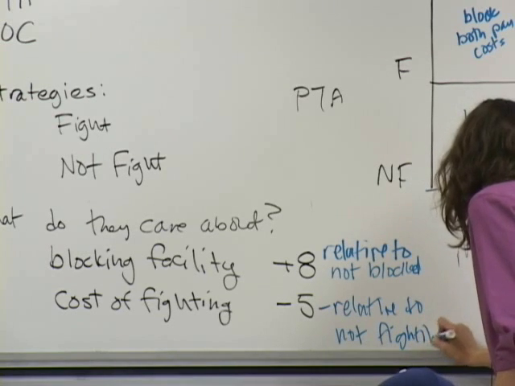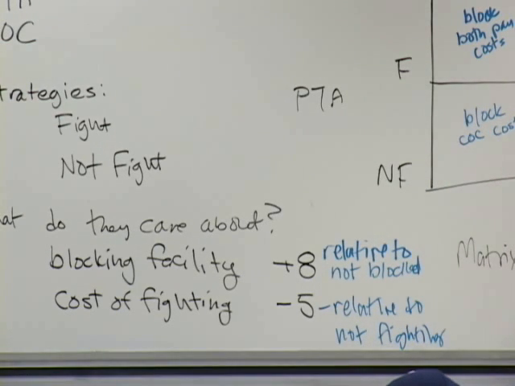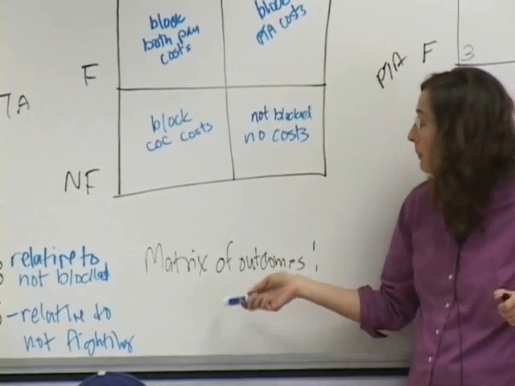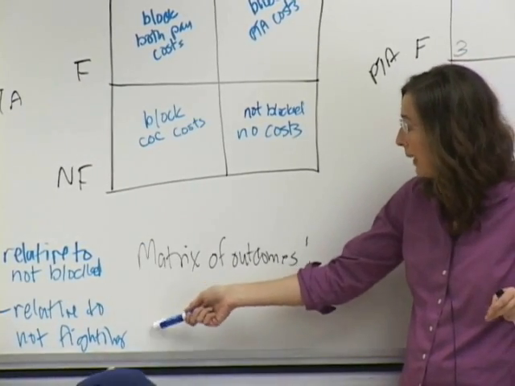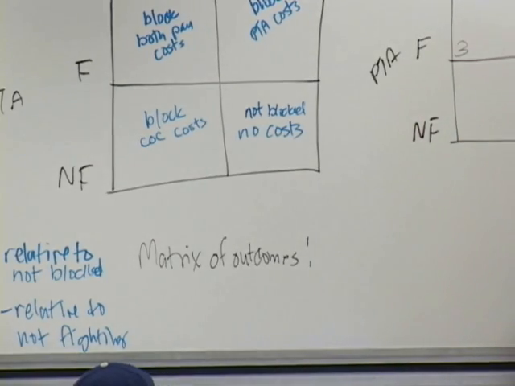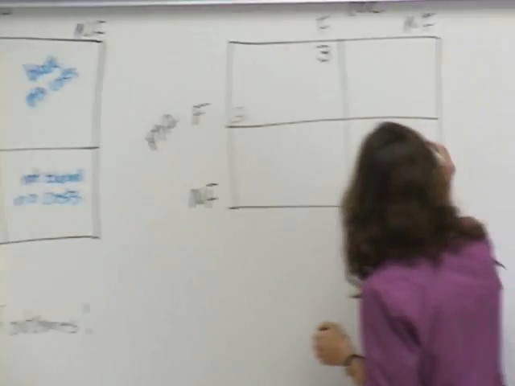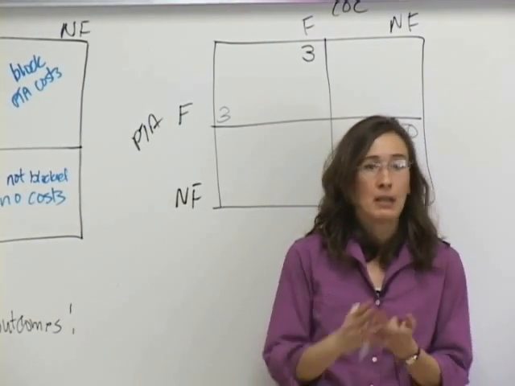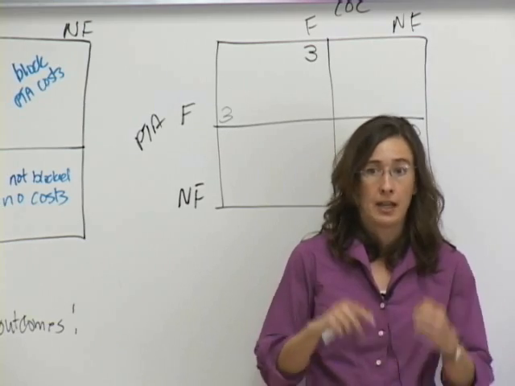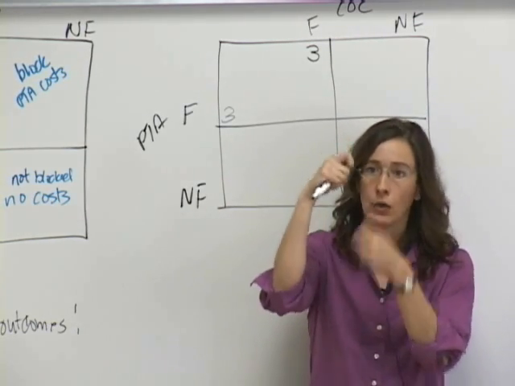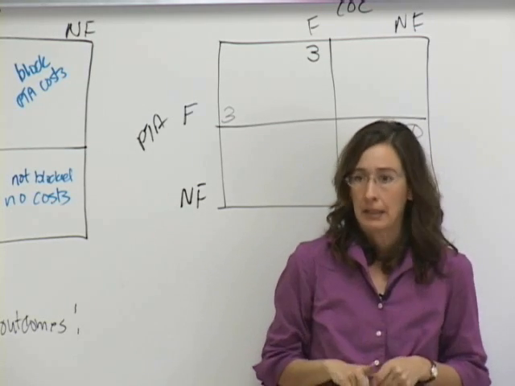to not fighting. Okay. Now this game actually has a cell where the baseline outcome happens, okay, where neither player fights and where the facility is not blocked. So it has a cell with payoffs of 0, 0. That won't always happen, okay? Sometimes your baseline will appear nowhere in the game, okay? That everything that can happen will cause your utility to be increased or decreased relative to the natural baseline.